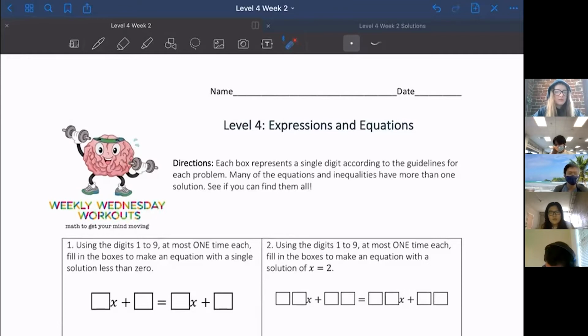All right, so I guess we can just read the directions first. Carlene, if you could help us do that. Yeah, so this one is pretty much about expressions and equations. The directions say that each box represents a single digit according to the guidelines for each problem. Many of the equations and inequalities have more than one solution. So we're going to see if we can find one, if not maybe two or three. Let's get to it, guys.